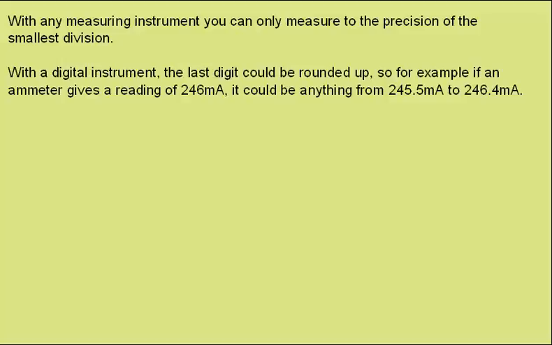With a digital instrument, the last digit could be rounded up or rounded down. So, for example, if an ammeter gives a reading of 246 milliamps, it could be anything from 245.5 milliamps to 246.4 milliamps. So we must quote the reading as 246 plus or minus 0.5 milliamps.